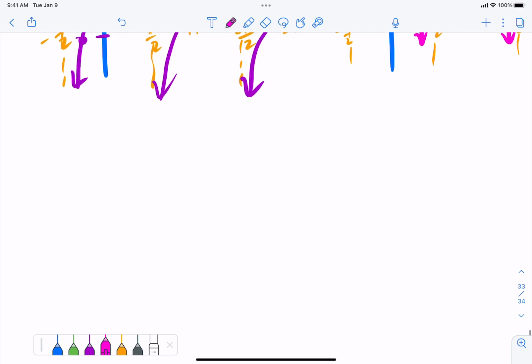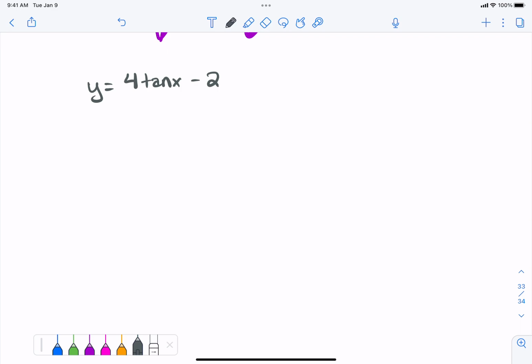Alright, we'll do a couple more and then we'll stop. Let's do y equals 4 tangent x minus 2. Uh-oh. I don't know how to do this. Where did my phone go? Graph 4 tangent x minus 2.